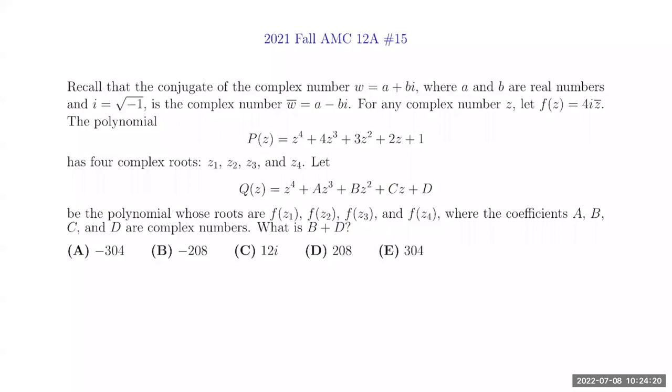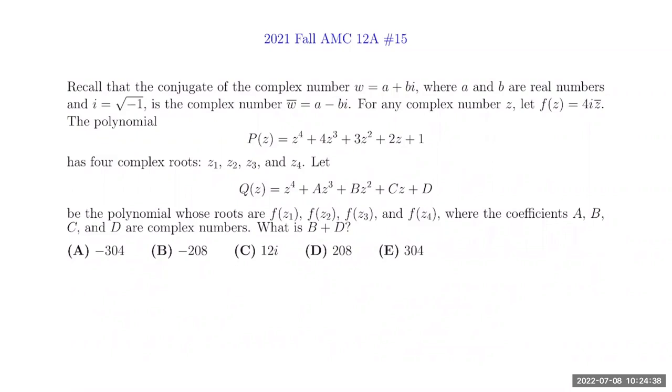Recall that the conjugate of the complex number w equals a plus bi, where a and b are real numbers and i is equal to the square root of -1, is the complex number conjugate of w equals a minus bi. For any complex number z, let f of z equal 4i times the conjugate of z.